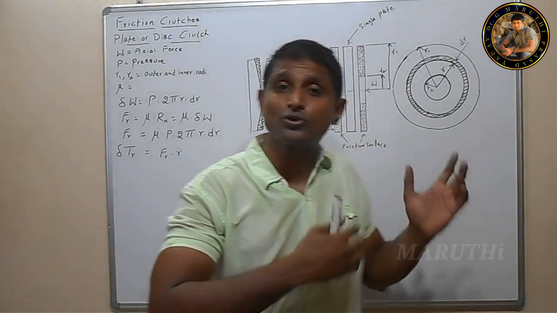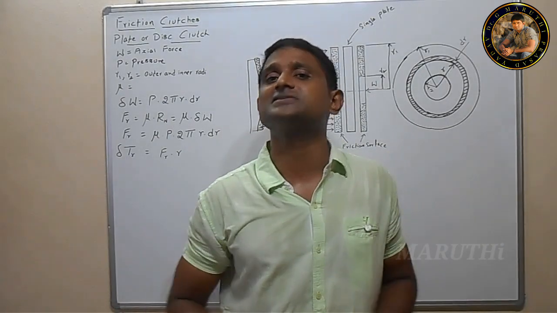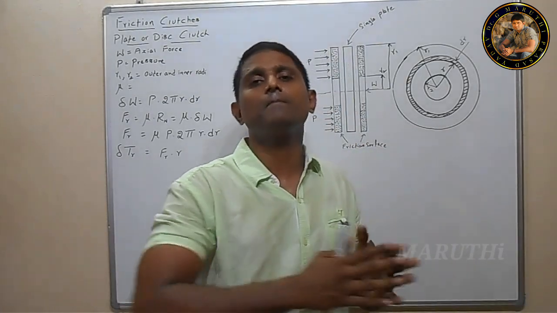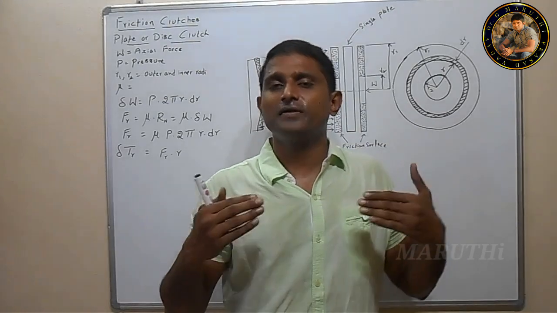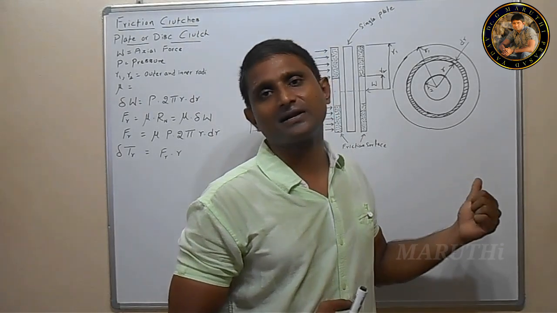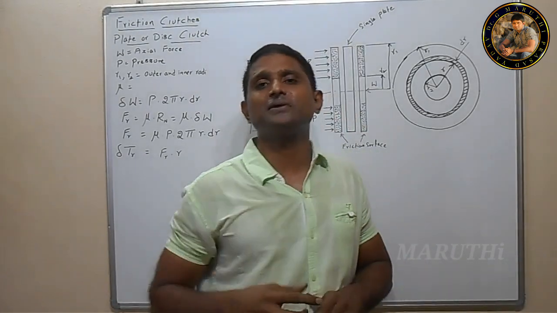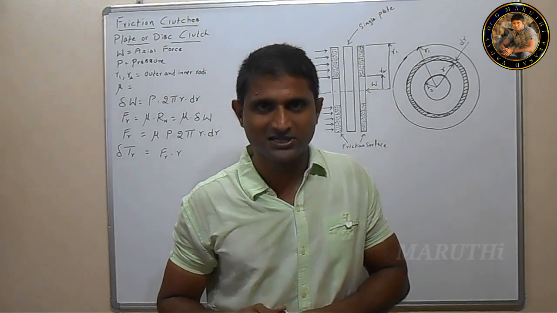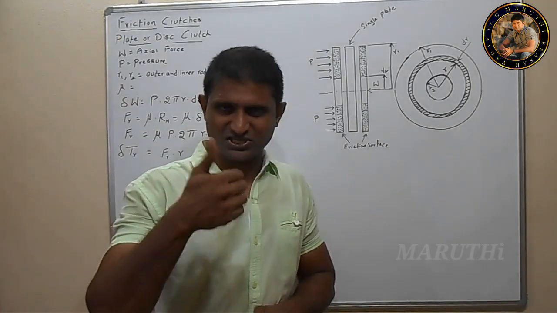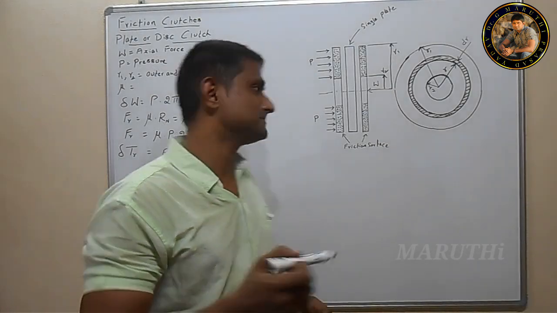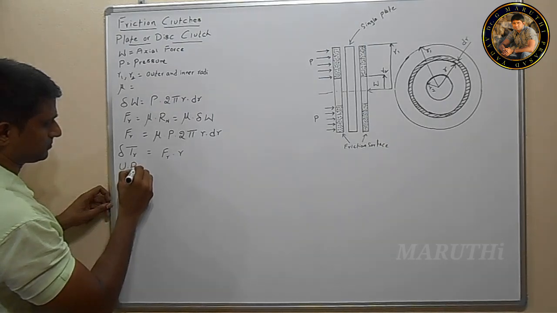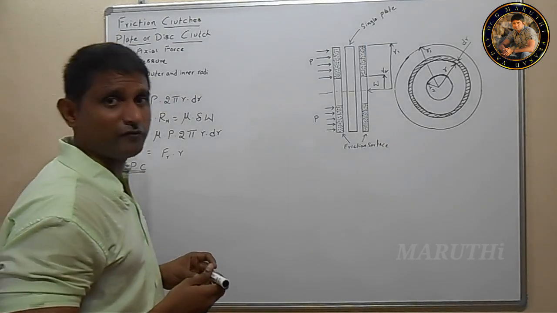So we cannot proceed from here onwards without taking these conditions. As I said, when pressure is uniform, wear cannot be uniform. When wear is uniform, pressure cannot be uniform. So we have to consider these two cases to derive the maximum torque that a plate clutch can transmit. One is the uniform pressure condition, the other is the uniform wear condition. Okay, let's proceed. Let us start with the first condition, the uniform pressure condition, UPC.